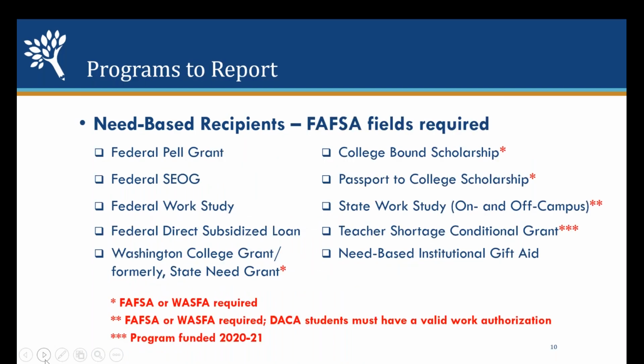Programs to report. And there have been some changes, and you'll see what those are in just a minute. And you can read this group of need-based programs that we're looking at, but I want to bring particular attention to some of the teacher shortage programs. There have been some significant changes to this. So outside of your standard federal Pell, SEOG, work study, and the loans, you're going to be reporting the Washington College Grant, which was formerly the State Need Grant, College Bound, Passport to College, State Work Study on and off campus, and teacher shortage conditional grant programs.